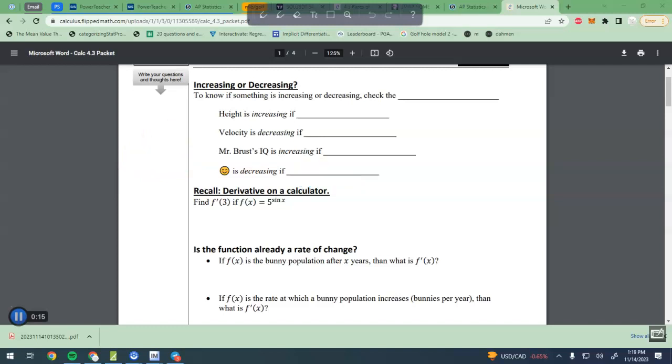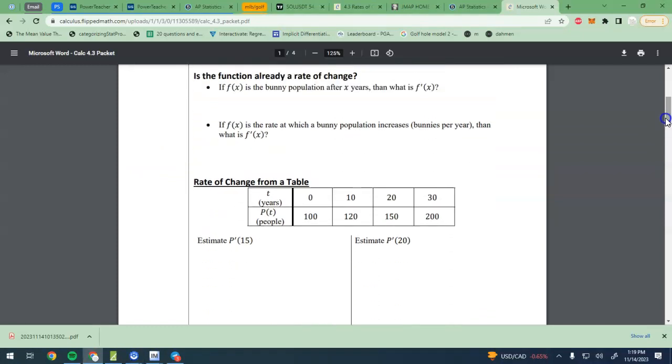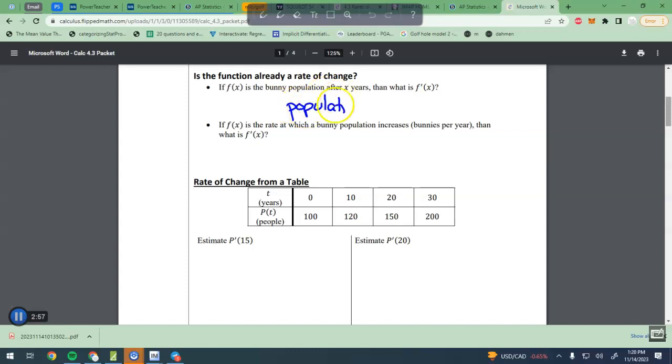I'll go back to the calculator one because my guess, well, part of it I didn't show you yet, and my guess is something you forgot. Anyways, these two, we got into this a little bit with the velocity and acceleration. If f is population, and we're dealing in years, what's the label on the derivative? Population per year.